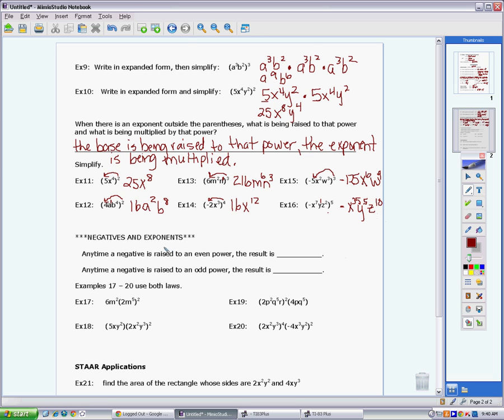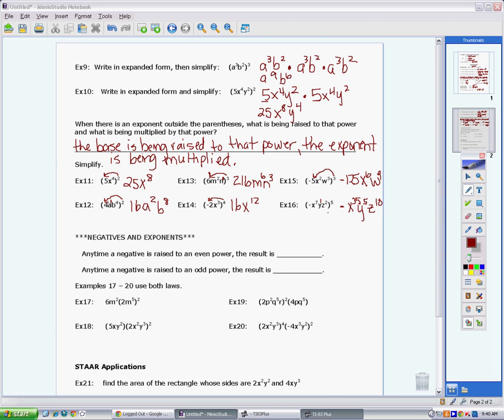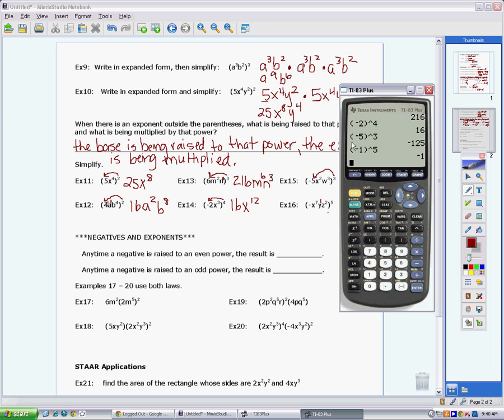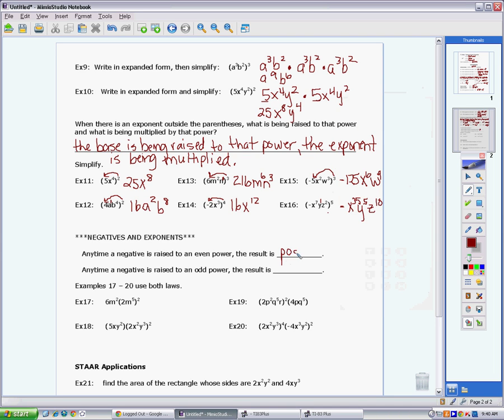Okay, negatives and exponents. Anytime a negative is raised to an even power, the result is going to be what? Well, if I go back to my calculator here and go back to my screen, negative raised to an even power. Well, here's where I have a negative raised to an even power. It came out positive. Okay, so that's going to be the positive result, and that's because you have pairs of negatives being multiplied together, and anytime you have 2 negatives, it makes a positive.